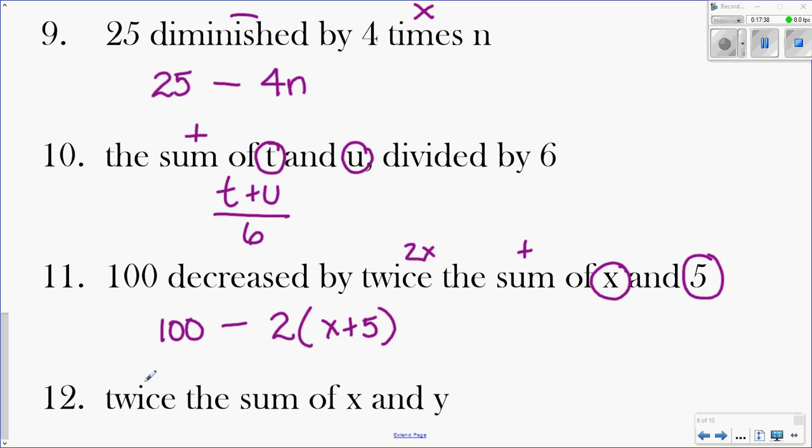Then we have twice, which is 2 times, and then the sum of x and y. So it'd be 2 times the sum of these 2 terms, x and y. Alright, so some were tricky, some were easy, but again, when you get used to seeing this over and over again, it becomes second nature.